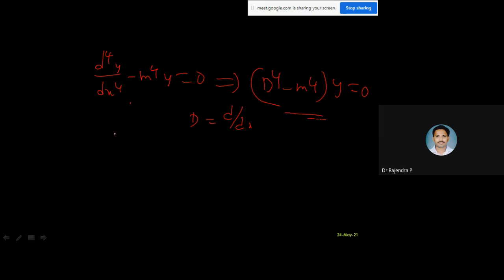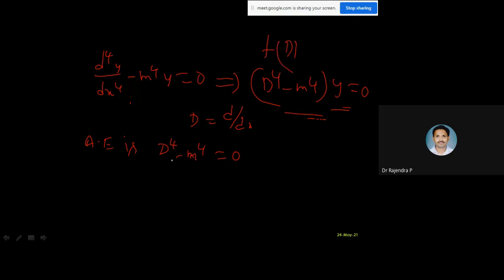You are going to solve it. To solve the differential equation, first we have to consider the auxiliary equation without disturbing this differential equation, means only the polynomial we have to consider. Auxiliary means just a helping equation, that is D to the power of 4 minus m to the power of 4, which is equal to 0. We should not take this y. Only the polynomial f of D you have to consider here. So this f of D is equal to 0.